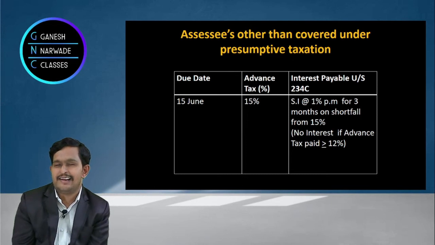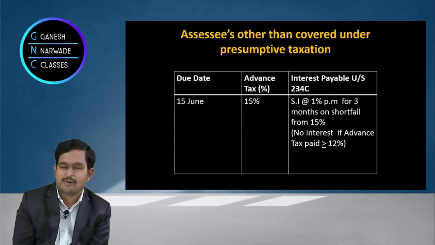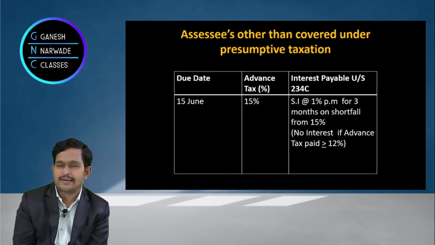Sir, here is there any relief, like earlier there was in the 2 quarters? Here there is no relief. Government expects you should be prompt here.